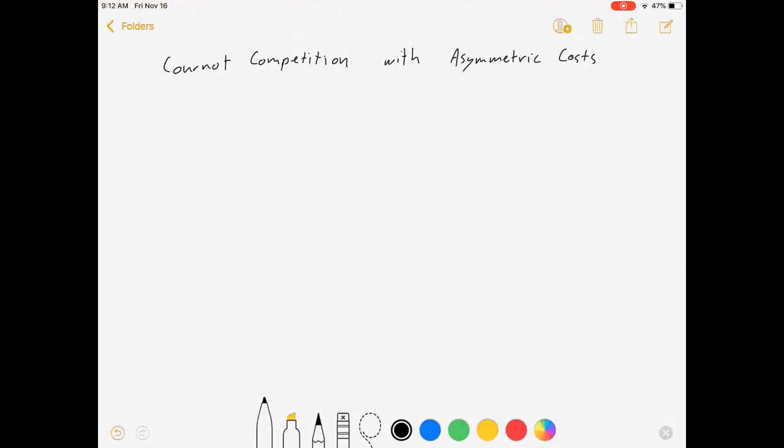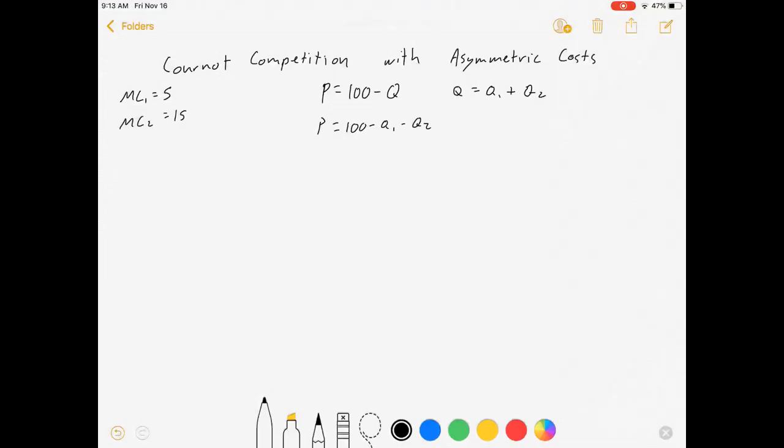Let's imagine a market with two firms where price is equal to 100 minus Q, a nice simple demand function. Q is equal to Q1 plus Q2, so price is equal to 100 minus Q1 minus Q2. And we're going to assume that the firms have different constant marginal costs. Marginal cost for firm 1 is 5, and marginal cost for firm 2 is 15.